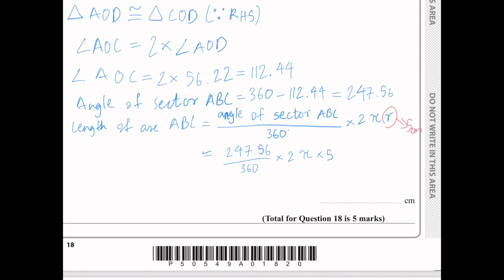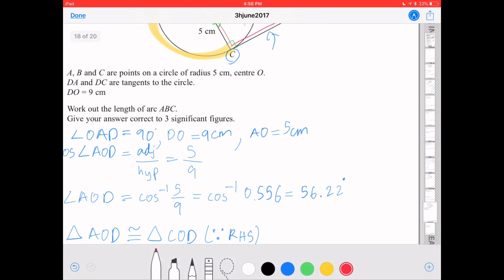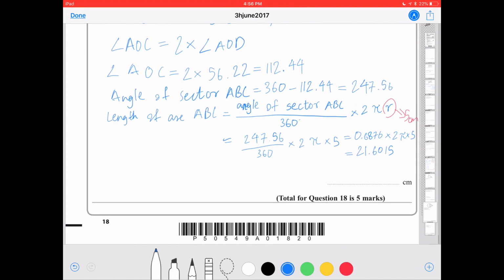So that equals to 0.6876 times 2 times pi times 5. So finally, 0.6876 times 2 times pi times 5 is equal to 21.6015. So the question asked me to give my answer correct to three significant figures. So 21.6015 rounded to three significant figures is 21.6 centimeter.